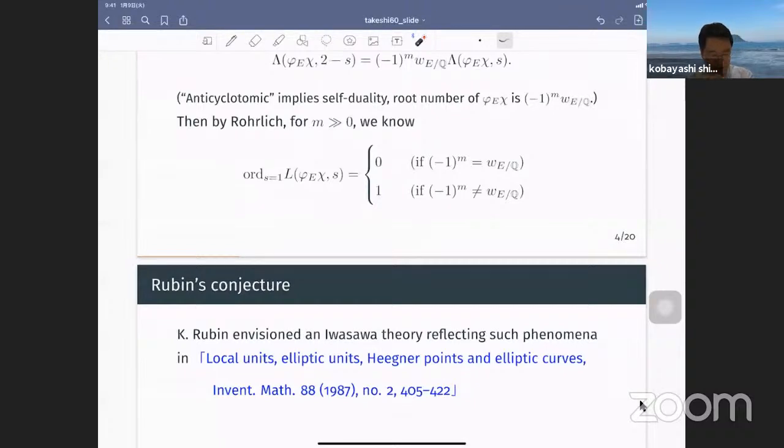So, and here, before explaining Rubin's theory, let me talk about a memory of Takeshi's seminar. In the arithmetic geometry group of Tokyo University, there is a long traditional seminar we called the Saito seminar. At least in my generation, the seminar was called so.